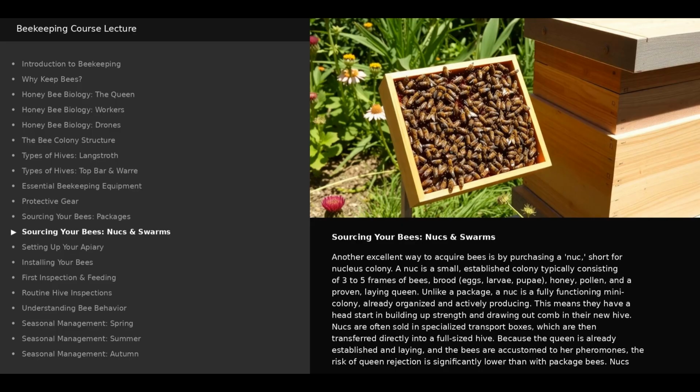Nucs are generally more expensive than packages, but offer a higher success rate for new beekeepers due to their established status. They are a reliable option for those seeking a quicker path to a productive colony.